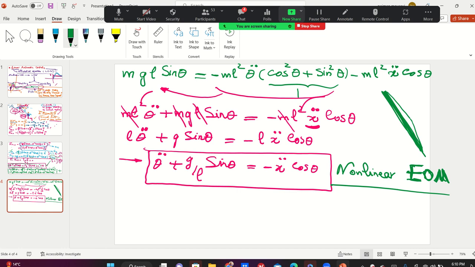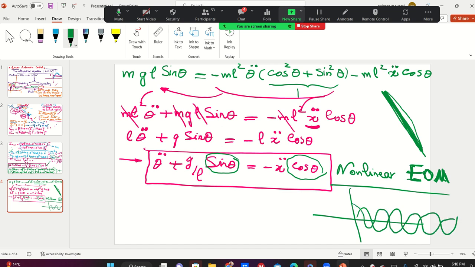Okay. You got it. But why is it nonlinear? Because of this sine of theta, and because of this cosine of theta. This is a nonlinear differential equation, because sine of theta is a nonlinear term, and cosine of theta is a nonlinear term. So if I ask you to go and find the solution of this nonlinear differential equation and I give you 10 years, you cannot do that with the knowledge that you have at the undergraduate level.